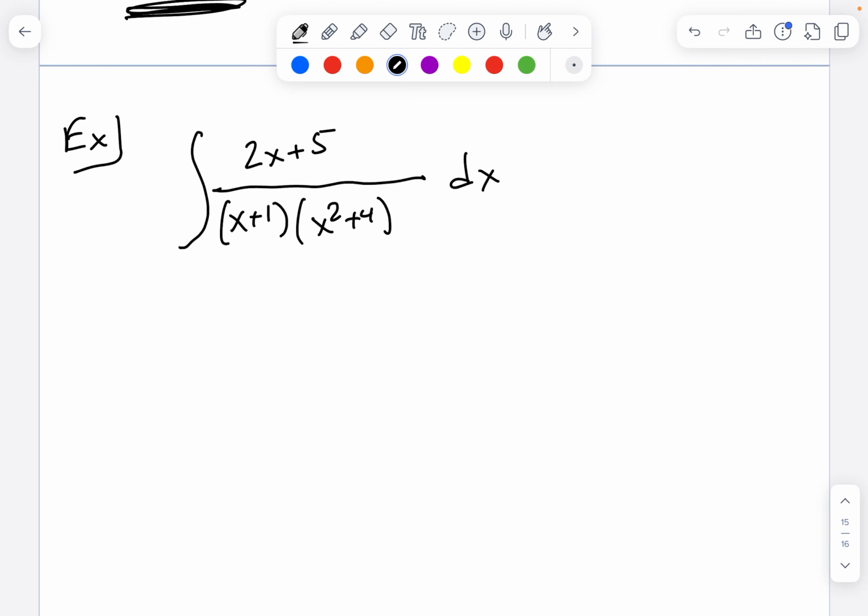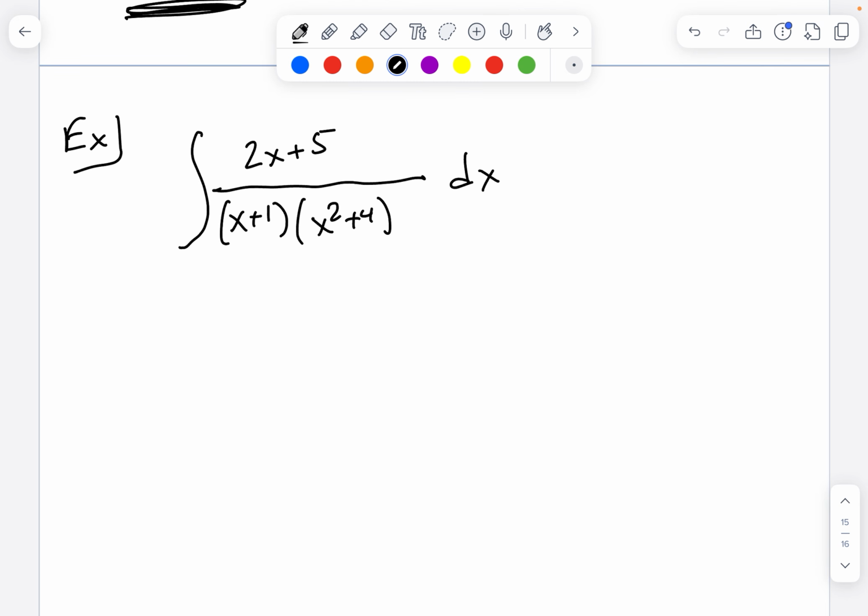We have the integral of 2x plus 5 over x plus 1 times x squared plus 4. So the denominator contains two different factors. We can immediately see the first factor is x plus 1, which is linear, and the second one is an irreducible quadratic, because we cannot factor any numbers out.